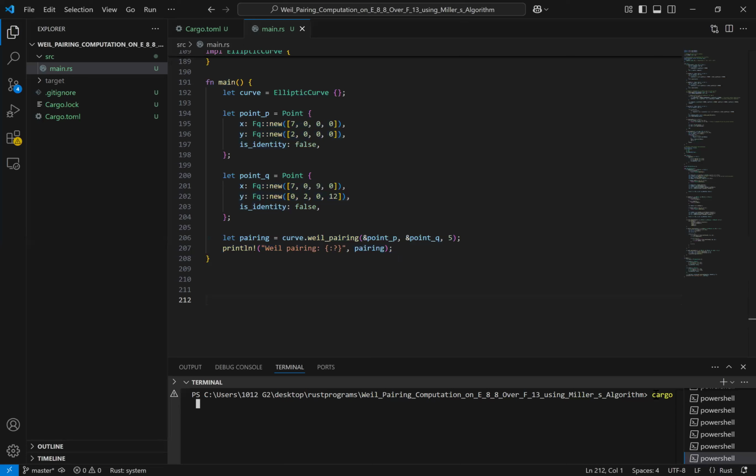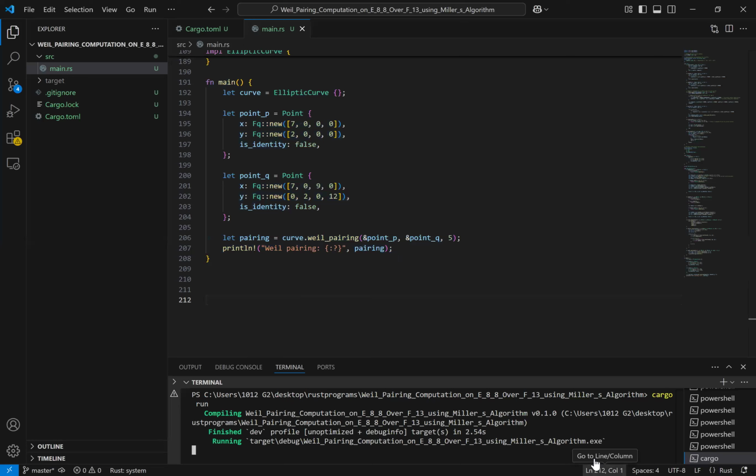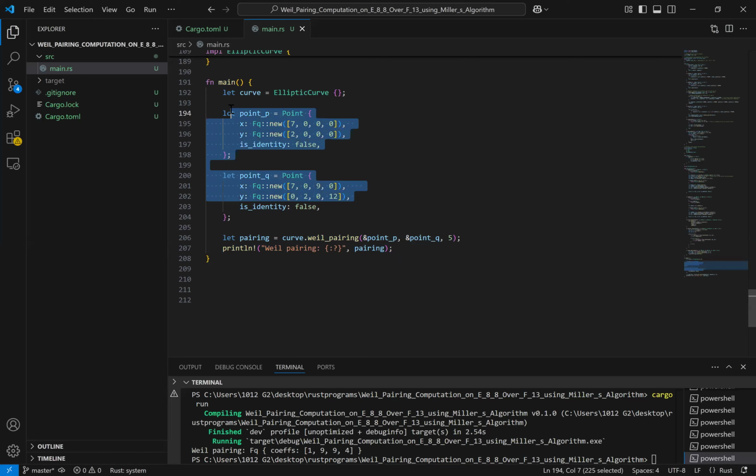Okay, let me do Weil pairing. Let me ask for Weil pairing again. Okay, so it has given me the Weil pairing for these two points. And this is what it has given me. When pairing, the result is not a point, but just an element. You get an element of that extended field. The element is 1 plus 9t plus 9t squared plus 4t cubed. So that's what this gives me.